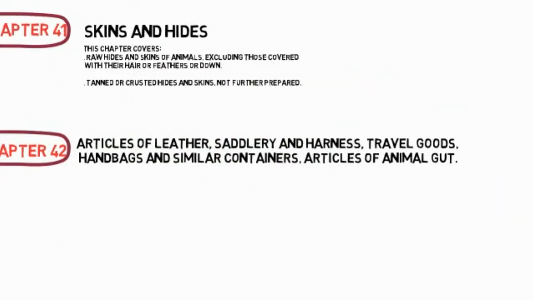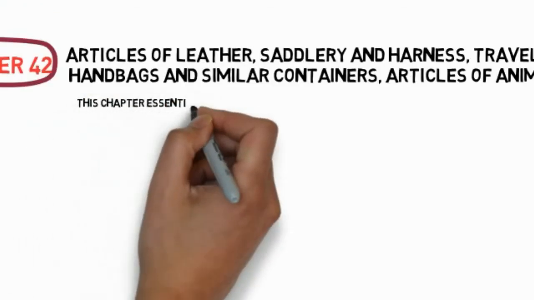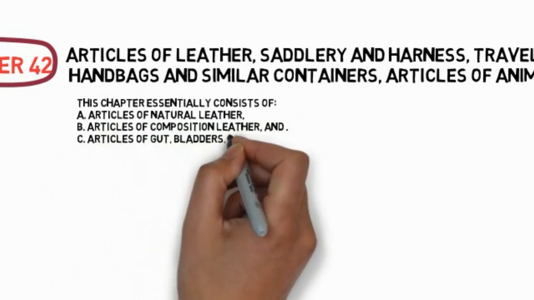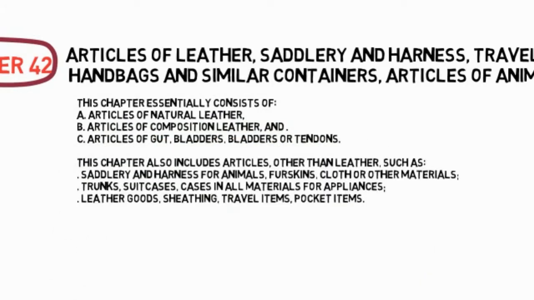Chapter 42, Articles of leather, saddlery and harness, travel goods, handbags and similar containers, articles of animal gut. This chapter essentially consists of A. Articles of natural leather, B. Articles of composition leather, and C. Articles of gut, bladders or tendons.